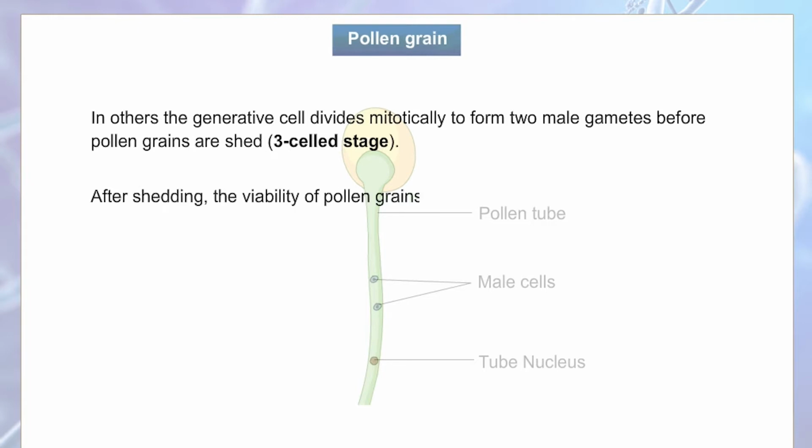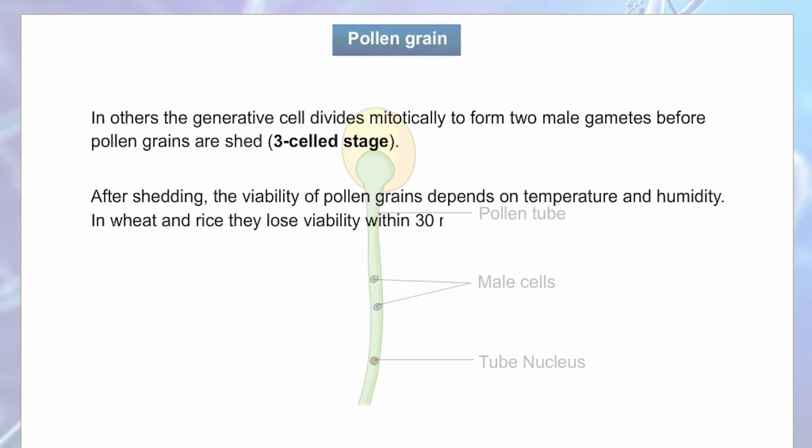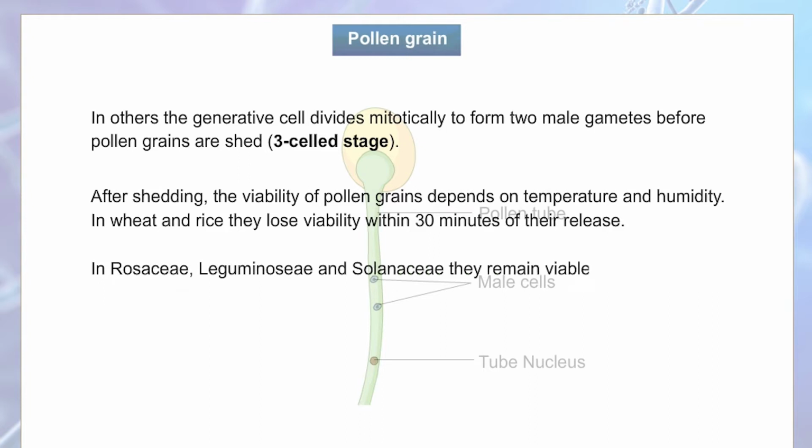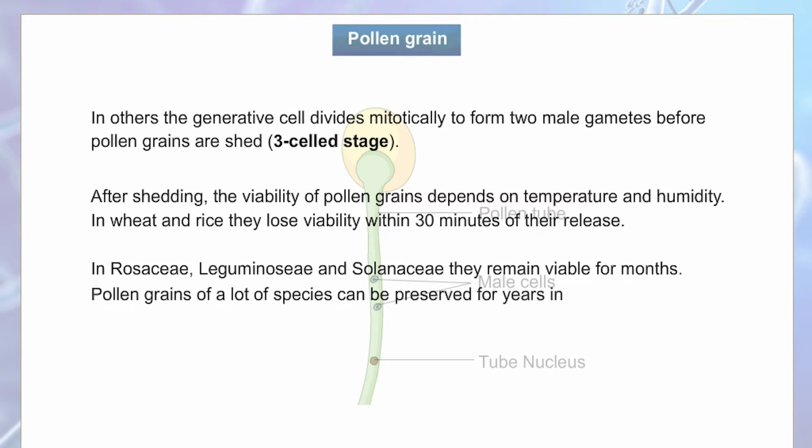After shedding, the viability of pollen grains depends on temperature and humidity. In wheat and rice, they lose viability within 30 minutes of their release. In Rosaceae, Leguminosae and Solanaceae, they remain viable for months. Pollen grains of a lot of species can be preserved for years in liquid nitrogen, at -196 degrees Celsius.